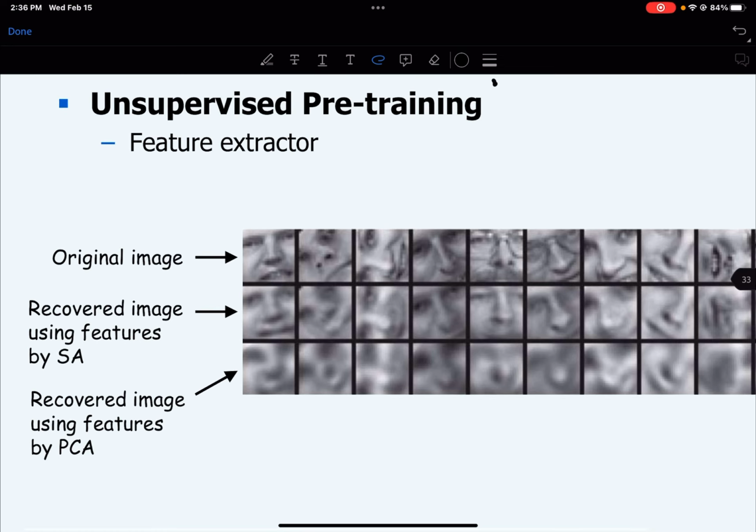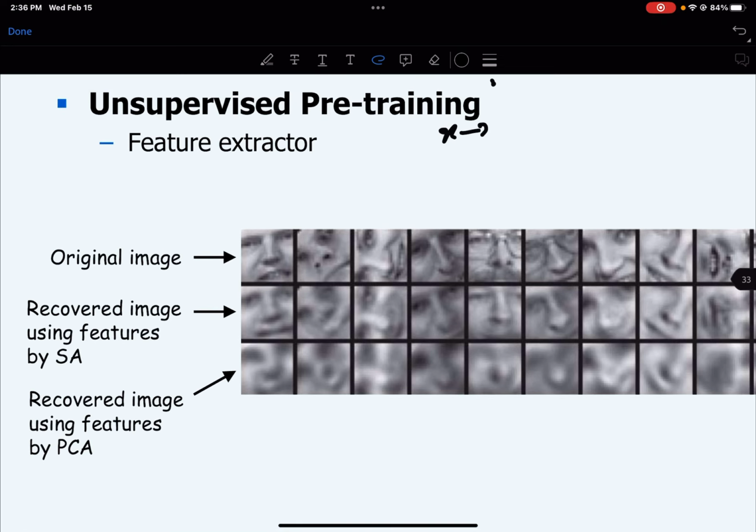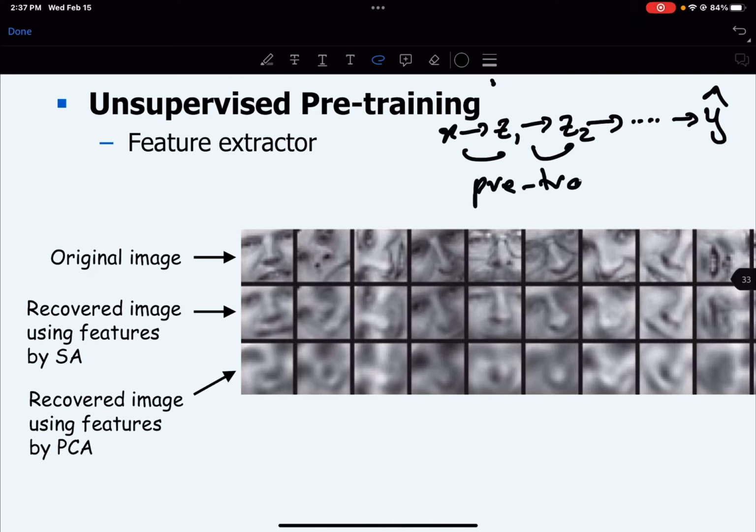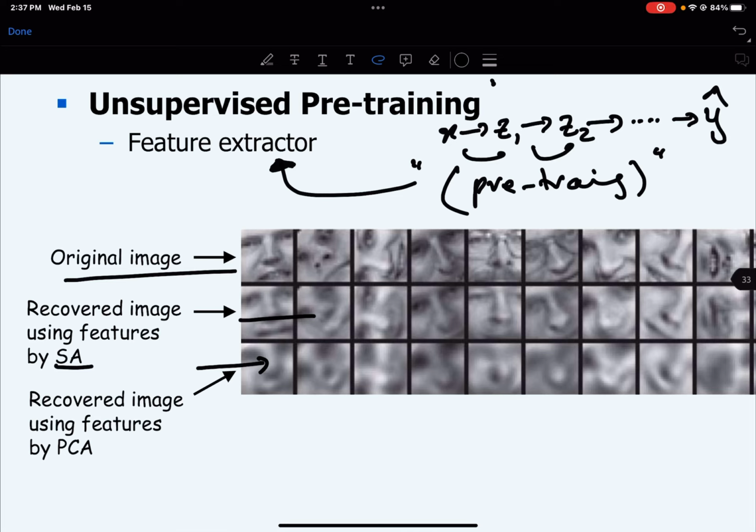So what we did was we gave X to obtain our latent space Z1, then Z1 is given to obtain our Z2, and so forth until we get your output Y. And these intermediate pre-training steps are there to extract the features from your network and give you a good initialization point for your weights. So if we have an original image given like this, the output in this experiment is with the stacked autoencoder, and this is the output from your principal component analysis.